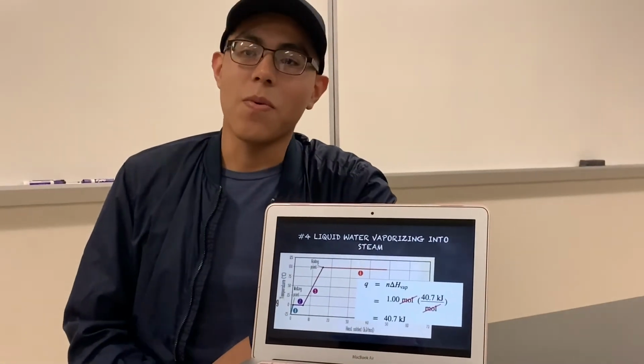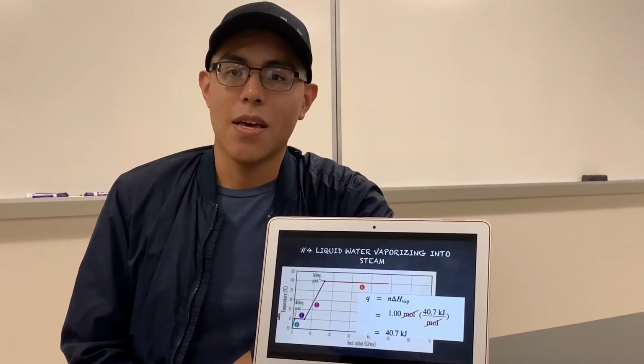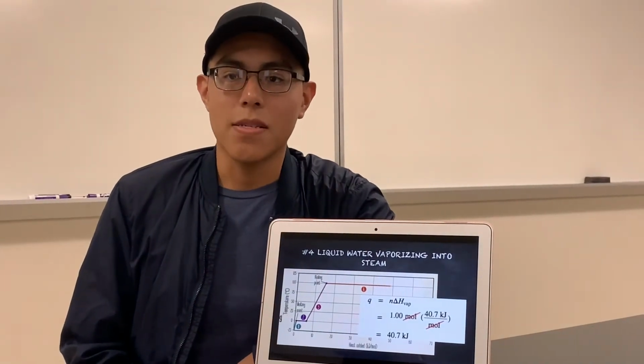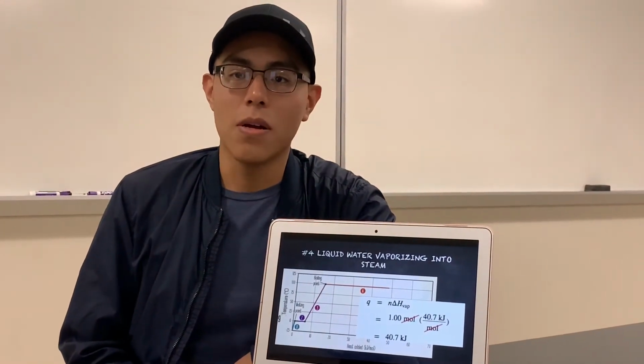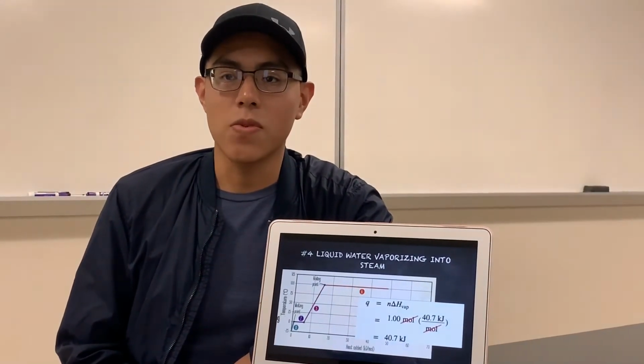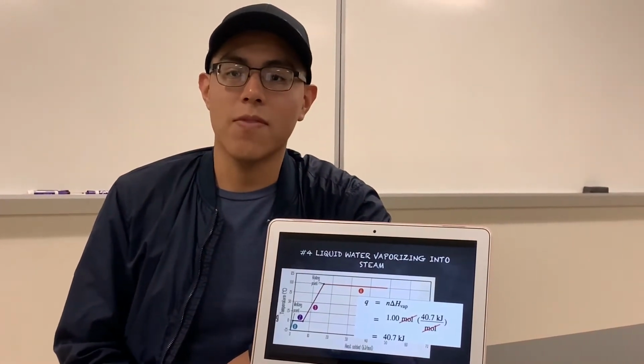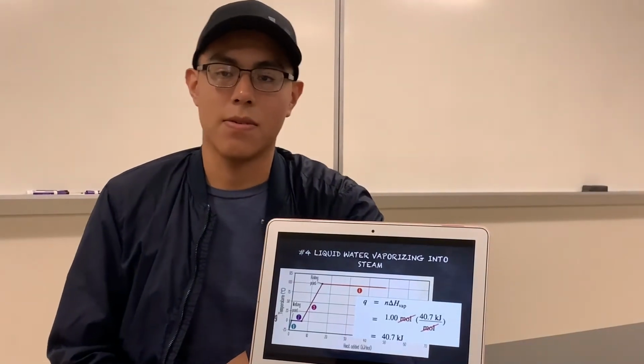In segment 4, water goes through a second transition, this time from a liquid to a gas. We use the number of moles times the heat of vaporization of water, which is 40.7 kilojoules per mole, to find the amount of heat required to convert liquid water to steam. We should get 40.7 kilojoules of heat as our answer.